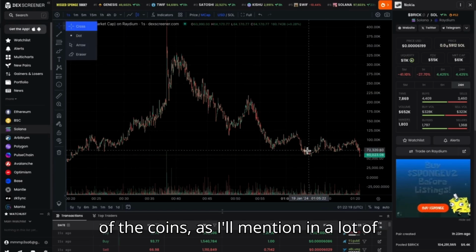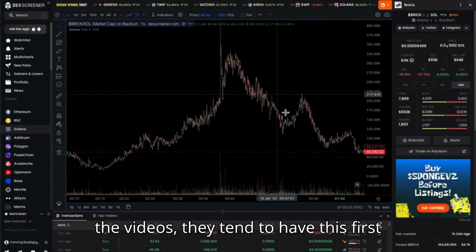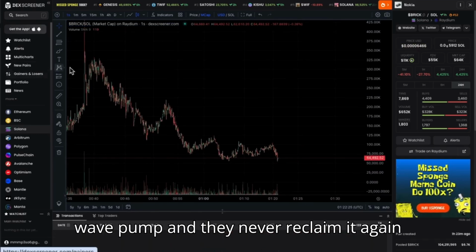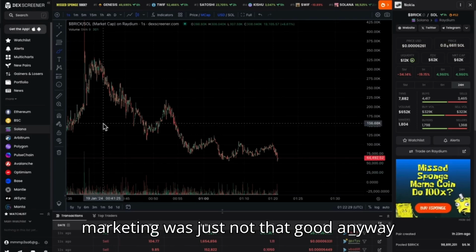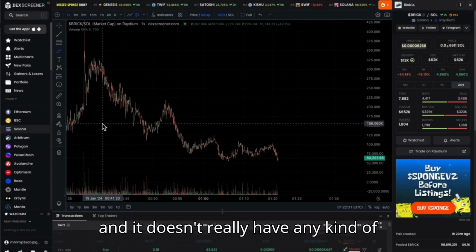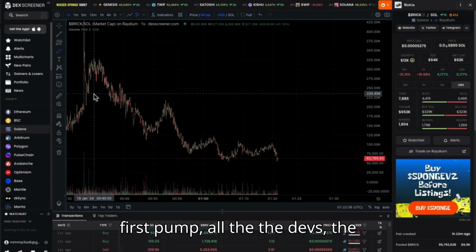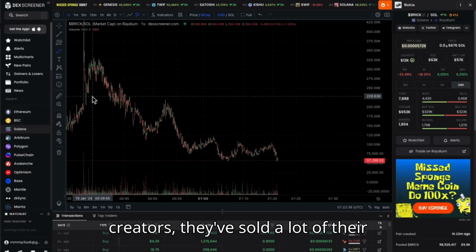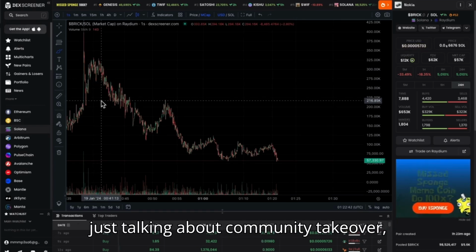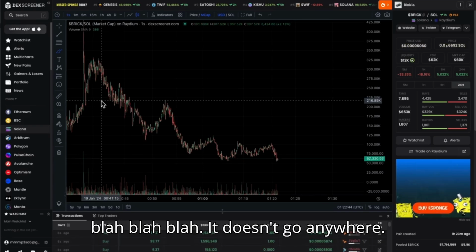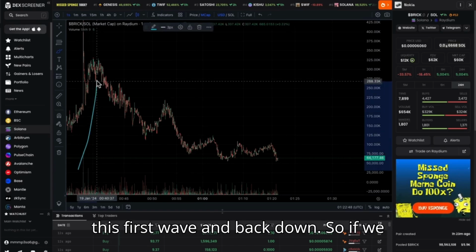And a lot of the coins, as I'll mention in a lot of the videos, tend to have this first wave pump and they never reclaim it again. For so many reasons. It could be the marketing was just not that good anyway, and it doesn't really have any kind of roadmap or utility or plan after the first pump. Or the devs, the creators, have sold a lot of their tokens, so they're not that interested anyway. And then everybody in Telegram's just talking about community takeover, blah, blah, blah. It doesn't go anywhere. It really doesn't go anywhere. So you get this first wave and back down.